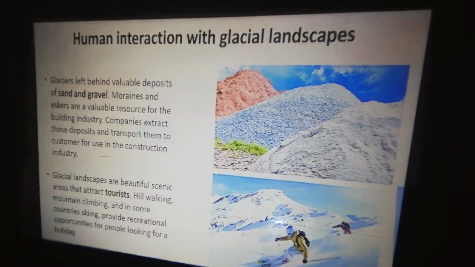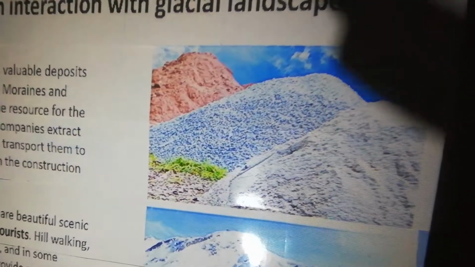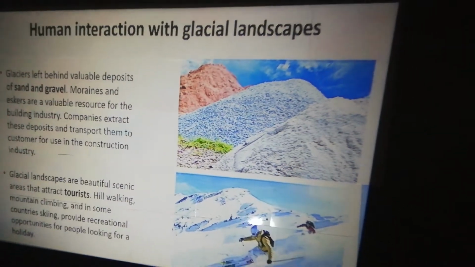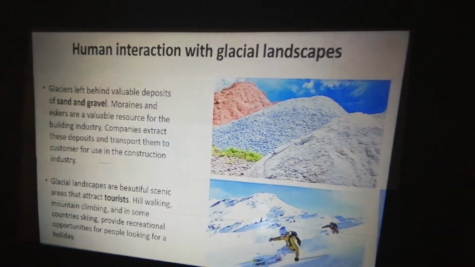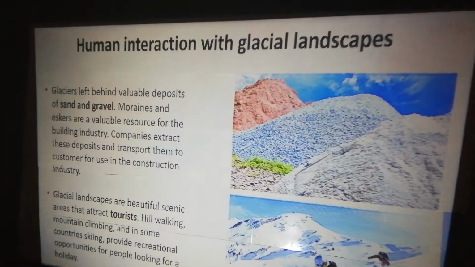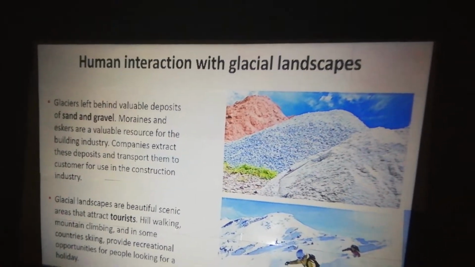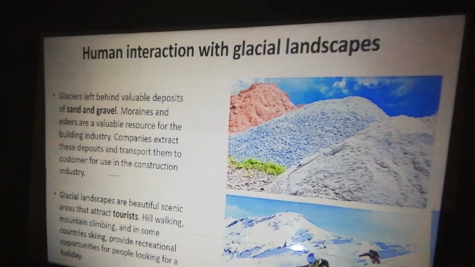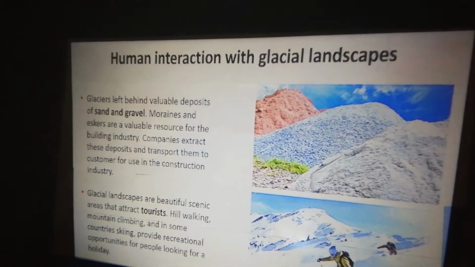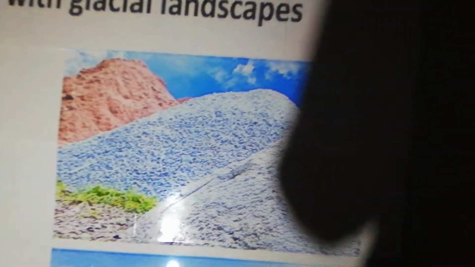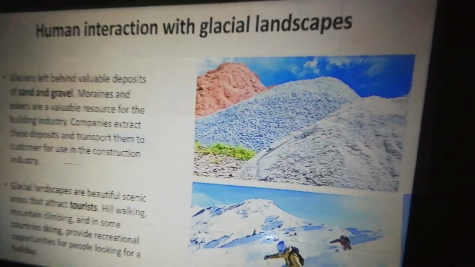When a glacier melts, it'll deposit anything it's carrying. Usually it carries sand and gravel. So the first thing is glaciers create good farmland. Second thing, glaciers leave behind trees in nice valleys, which is a big tourist attraction. It also reduces the chance of mass movement. Third thing, glaciers leave behind valuable deposits of sand and gravel, which are used for construction.